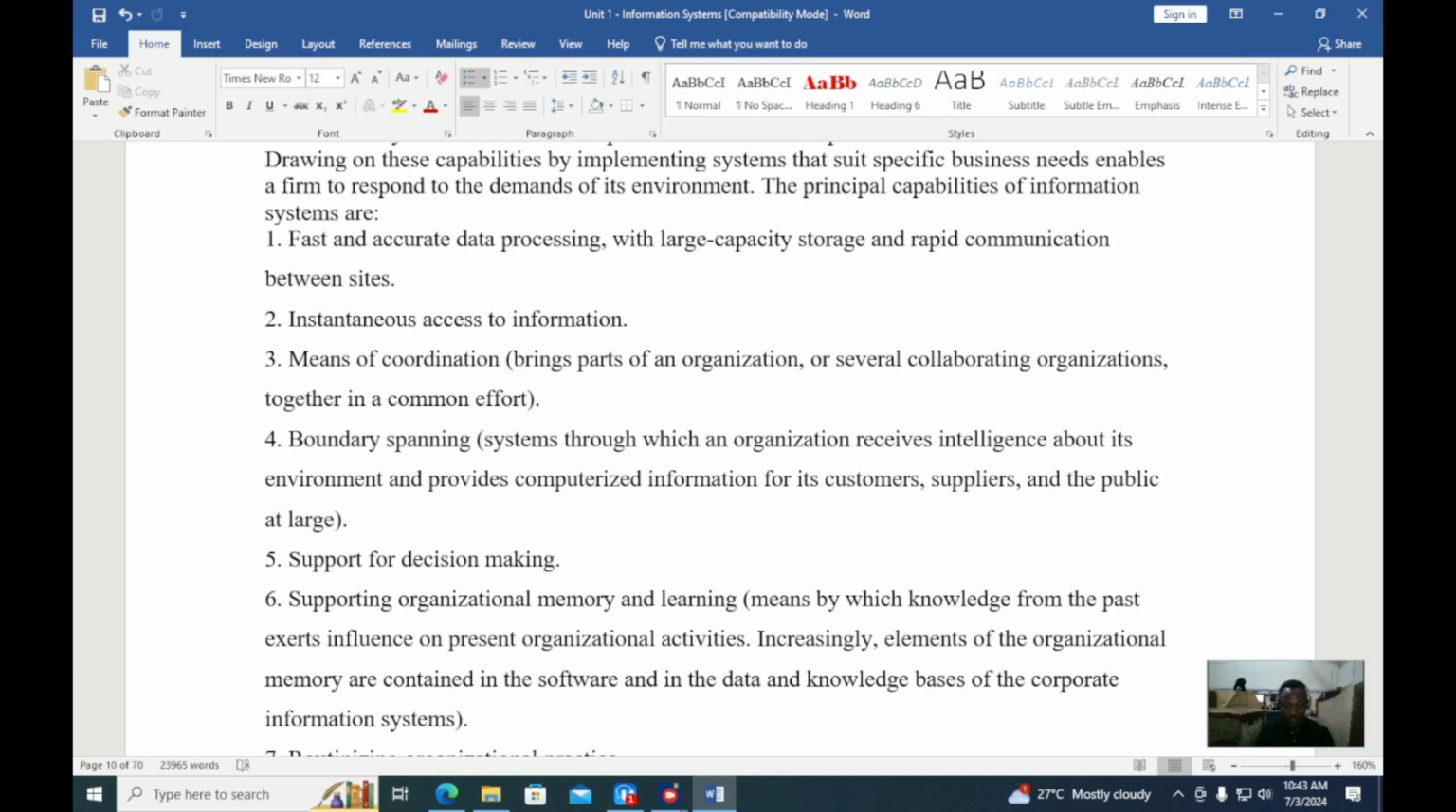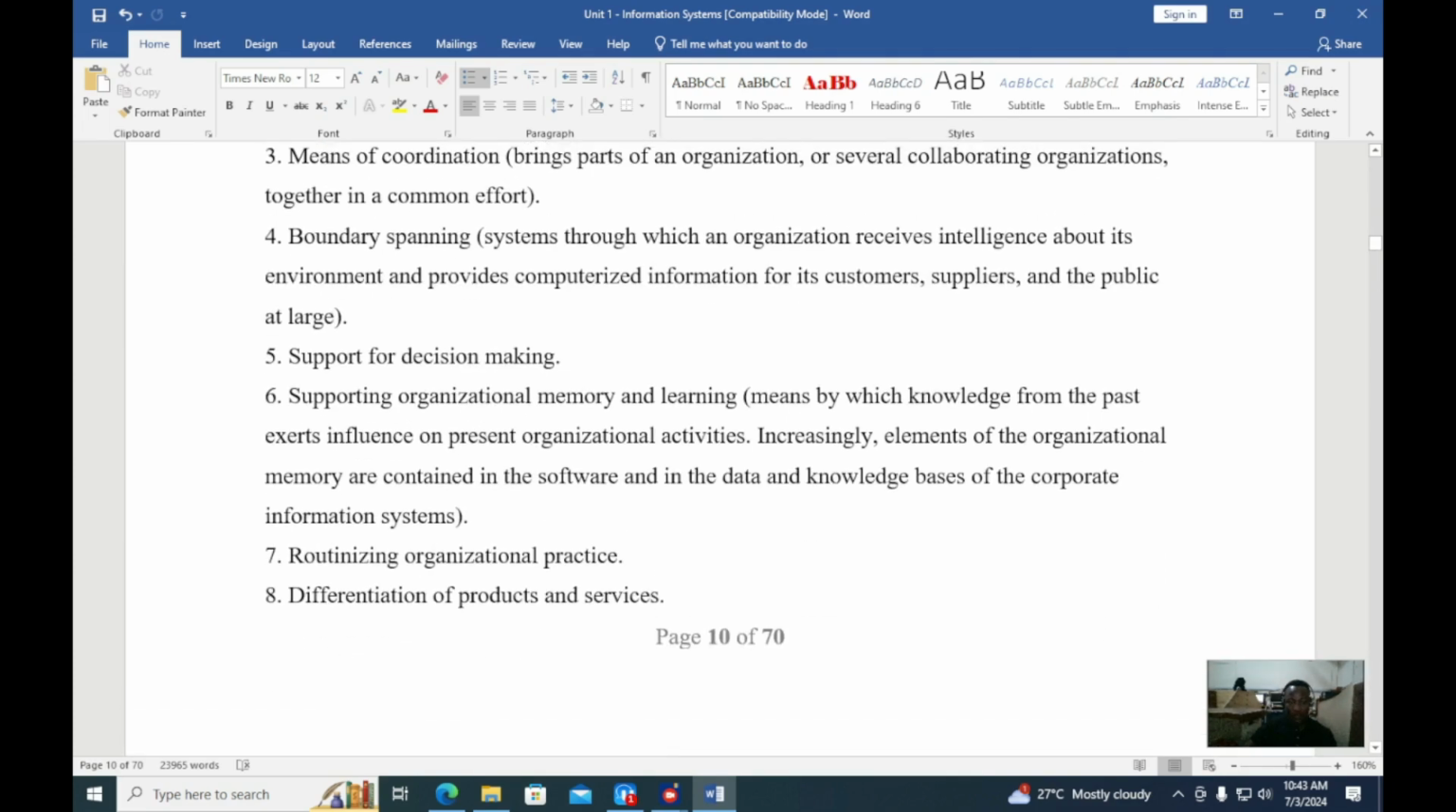When we talk about boundary spanning, we talk about systems through which organizations are able to get intelligence about their own environment. They can also get computerized information from their customers, suppliers, and even the public at large. Number 5, they offer support in terms of decision making. And number 6, we have organizational memory and learning. They create knowledge from past information. We are able to create knowledge, so this is going to help us learn.